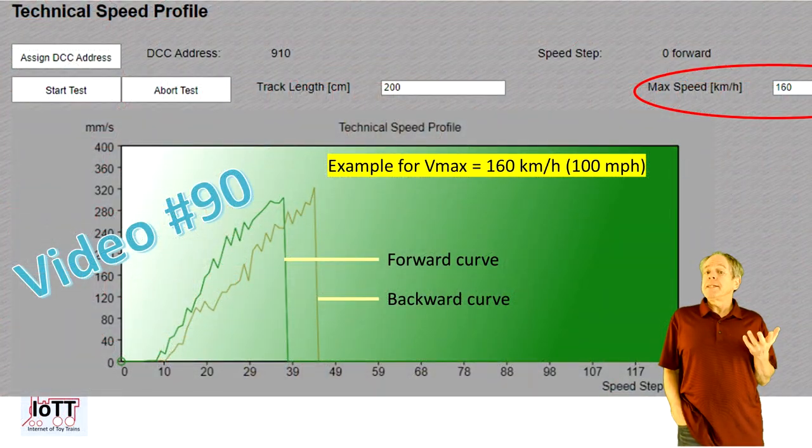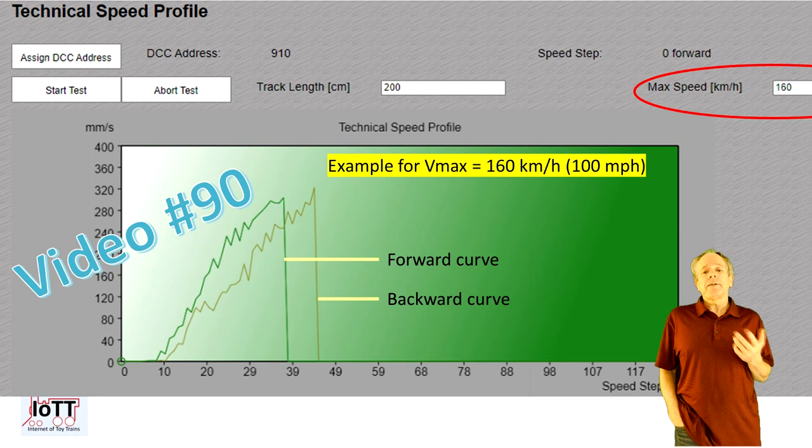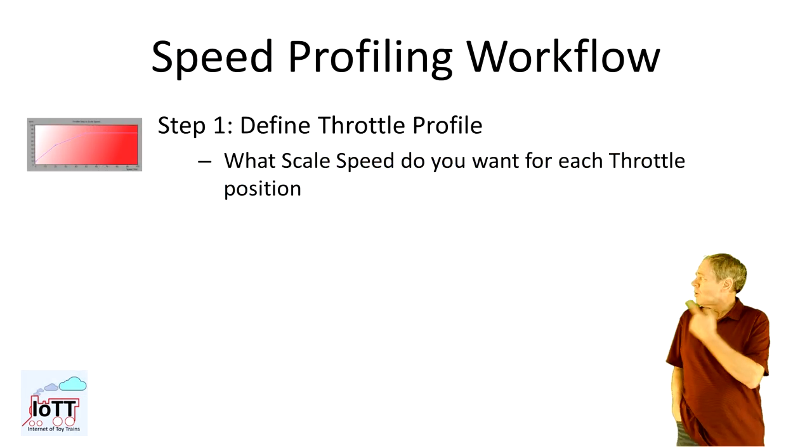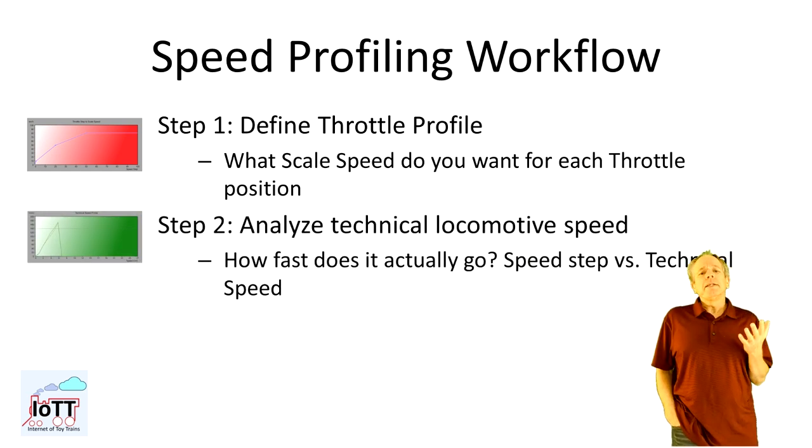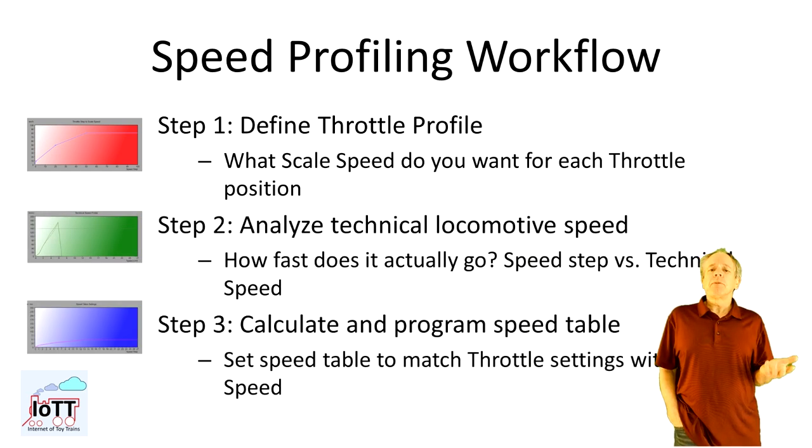In video number 90, I showed how to analyze the scale speed of a locomotive using the purple hat track measuring core. This was just the middle step in this overall profiling workflow that is used to define a speed table in a way that you can set a particular speed on your throttle and the locomotive is traveling with a known scale speed. Now the entire workflow is working, so let's have another look.